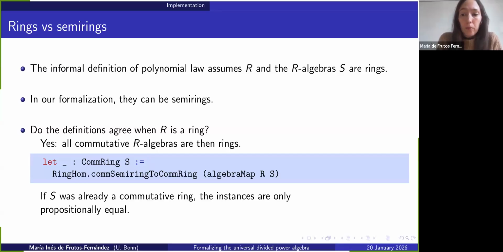And we can put a commutative ring instance on any such S by using this commutative semi-ring to commutative ring construction. The only minor issue here is that if S is already a commutative semi-ring from the beginning, then the instance that we get this way is not definitionally equal to the original one. So in some proofs, we have to do a bit of work to check that these instances are actually the same.